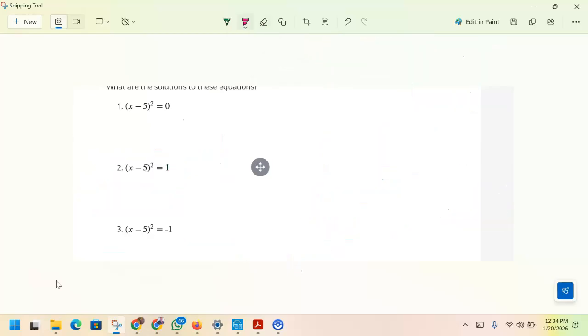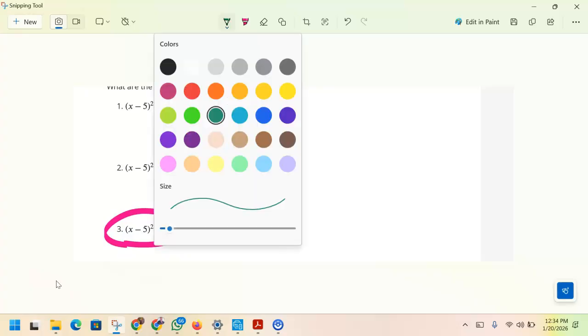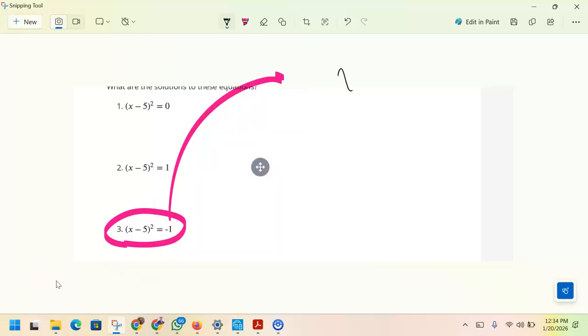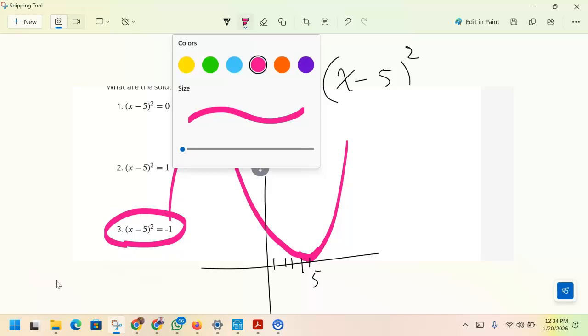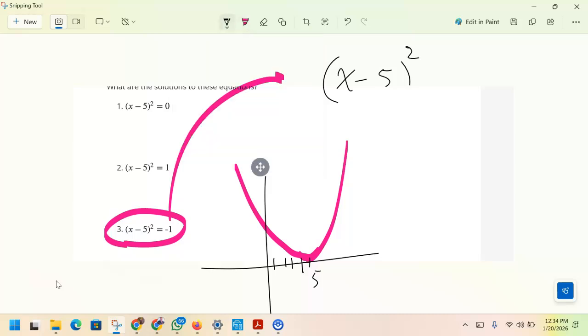Okay, let's go to the third one. Let me copy it like this so that I have enough room to write. So it is x minus 5, the whole square. Remember, the left side means it is the graph, 1, 2, 3, 4, 5. It is the parabolic shape like this. And now the question is, when is this going to be minus 1? So we want to know when this is going to be minus 1. The line minus 1 is like this. This is minus 1.